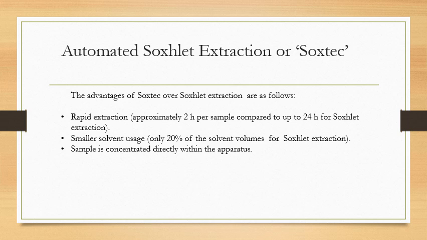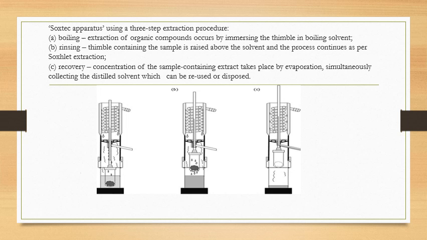Then smaller solvent use. Soxtec uses only 20% of the solvent volume of Soxhlet extraction. Then the third advantage is that the sample is concentrated directly within the apparatus. Then the three steps of extraction are shown in the diagram. Soxtec apparatus using the three-step extraction procedure.